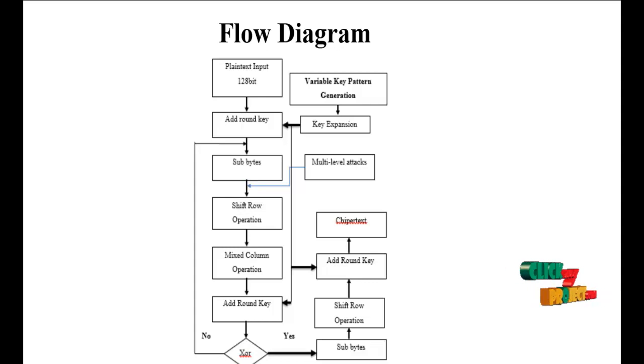So this is XOR. If yes, showing the inverse operation; if no, then go to the sub bytes. So the sub bytes, shift row operations and then add round key and then ciphertext. Ciphertext is the encrypted text. So this is the inverse concept of the decryption process. So this is the overall performance calculated in latency, throughput and minimum maximum after clock period.